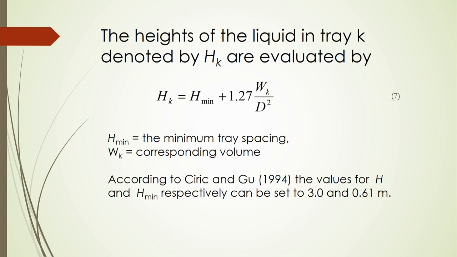According to Sirik and Gu, the values for H and H mean can be set to 3.0 and 0.61 meter respectively. So, as per equation number 7, after substitution of H mean and H, you can calculate WK.